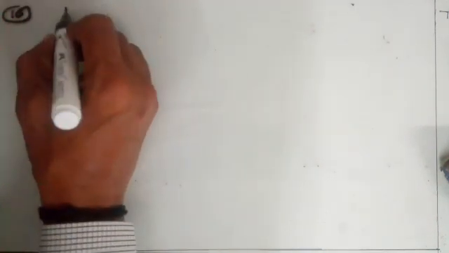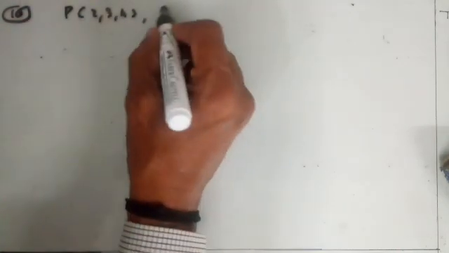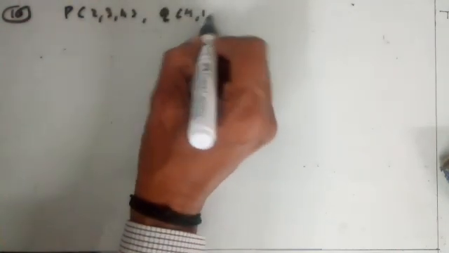Now question number 16. Find the position vector of the midpoint of the vector joining P (2, 3, 4) and Q (4, 1, -2).